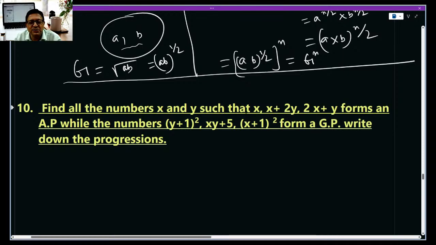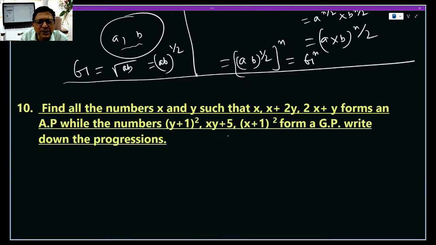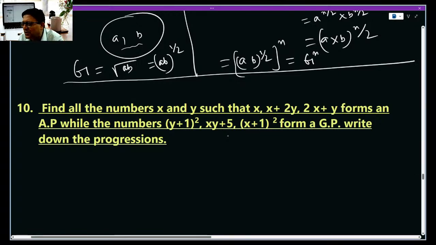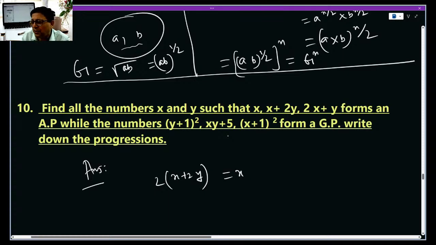Find all the numbers x, y such that x, y form an AP while these numbers form a GP. I give you the clue. You can solve it now, because we almost have no time left today. Just giving you the clue: they form an AP, so you write the condition that twice the middle term is equal to first plus third. 2 into (x + y) equals x plus (2x + y).